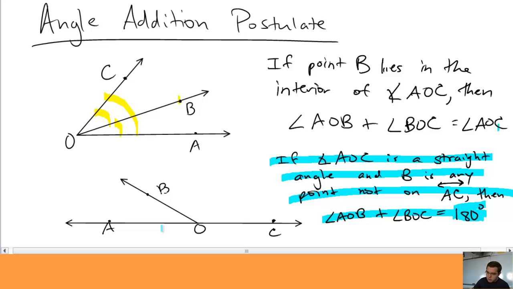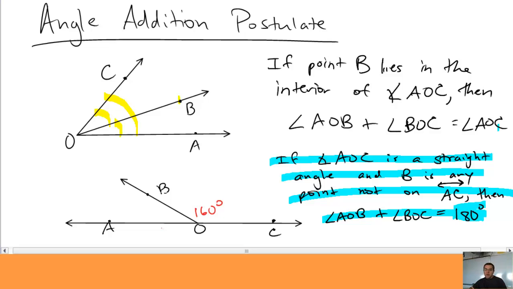Okay? So that means if I know, for instance, that angle BOC, let's suppose that is 160 degrees. Angle BOC is 160 degrees.